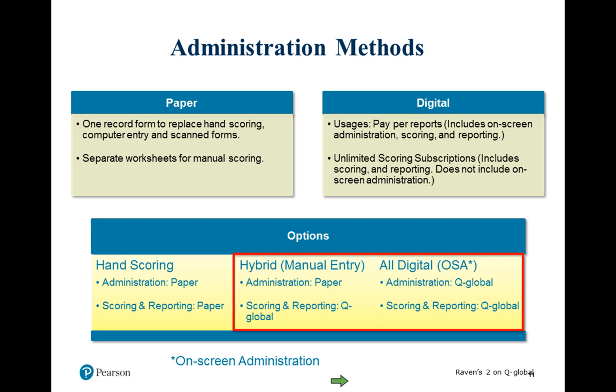So this kind of reiterates that. In general, with QGlobal, you can administer on paper, you can administer using QGlobal, and many people tend to use either all digital, or they use this hybrid manual entry where they administer on paper and use QGlobal to score and report. These are the 2 that Jarrett's going to demonstrate today, the manual entry and the all digital entry.